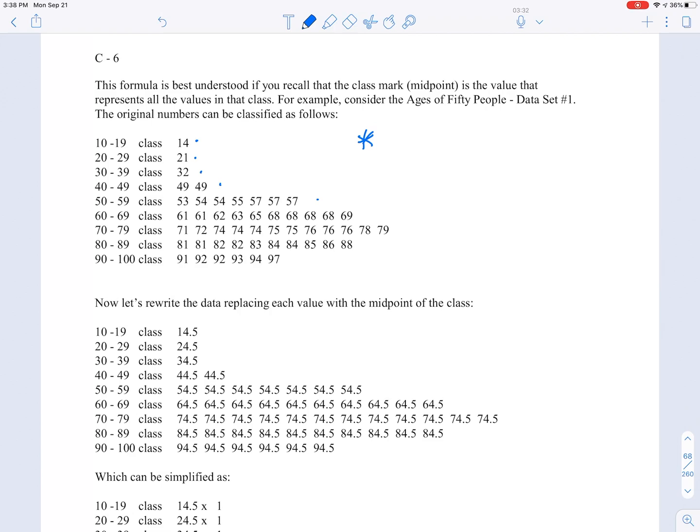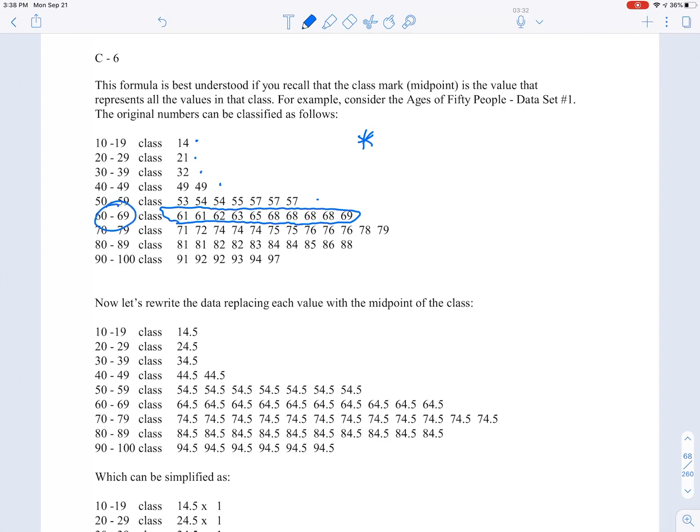When you take a look at these particular values here, especially in the classes where there's a large number of people, here's the 60s, and there's 10 of them. What you can see is you've got some which are low, 61s, and some which are high, 68s and 69s. You can think of a 61 and a 69 averaging out to somewhere close to the middle, a 65. And similarly for the 62s and the 68s and so on.